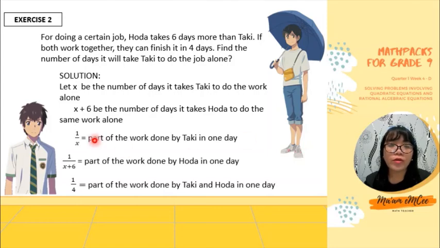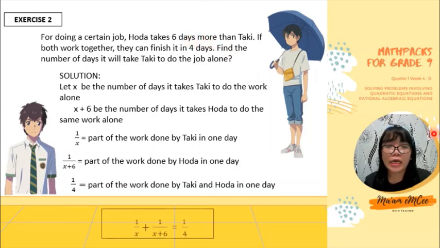Now, 1 over x is the part of the work done by Taki in one day. 1 over x plus 6 is the part of the work done by Hoda in one day. And 1/4 will be the part of the work done by Taki and Hoda in one day, since they will be finishing the job within 4 days. Remember, the part of the work done by Taki in one day plus the part of the work done by Hoda in one day will be equal to the part of the work done by both in one day if they are working together. So our working equation will be 1 over x plus 1 over x plus 6 equals 1/4.